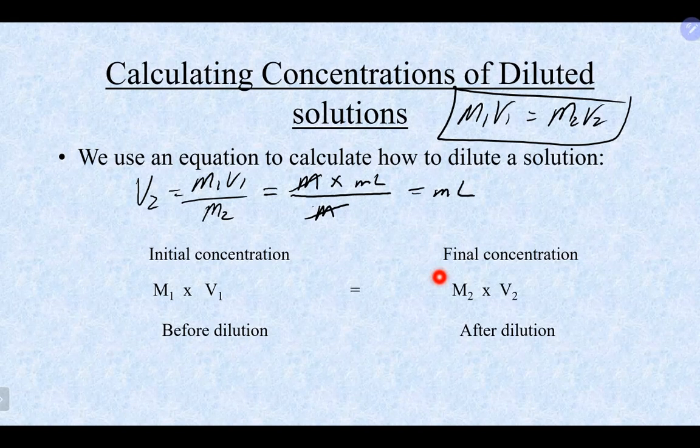If you were solving, say, for M2, M1V1 over V2, you would have molarity times milliliters divided by milliliters. Those would cancel and you would end up with molarity at the end as well.